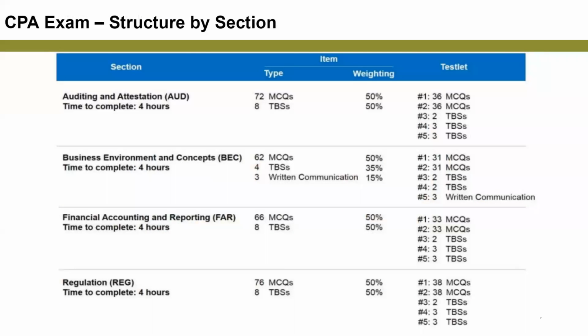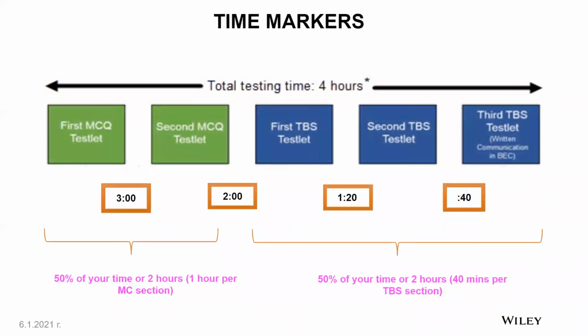This is just another slide that helps you understand what type of questions will be on each section, what the weighting is, how many there are, and what order they come in. And again, just another structure or timeline of the test section that you might see. I'm not exactly sure which one this is for. This might be for the BEC, or maybe this applies to all of them. But this is how the time is going to be allocated throughout the test.